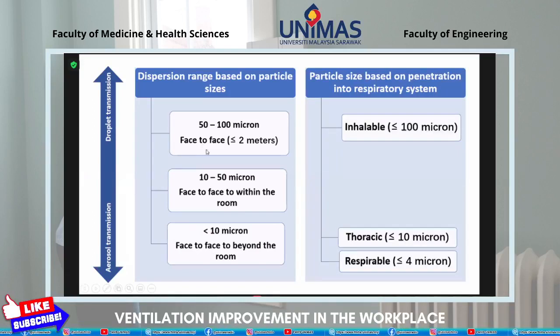Now, when we look at particle size, we also consider the capability of that particle to penetrate into our respiratory system. Typically, particles from less than 100 micron down to about 10 micron are in the range of droplet transmission, and they are inhalable and usually stop at the upper respiratory tract. Particles less than 10 micron can penetrate deep into the thoracic system, and sometimes we call them thoracic particles and also respirable particles, depending on the size.